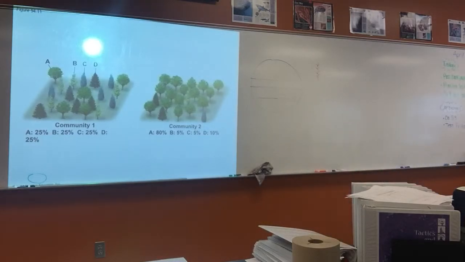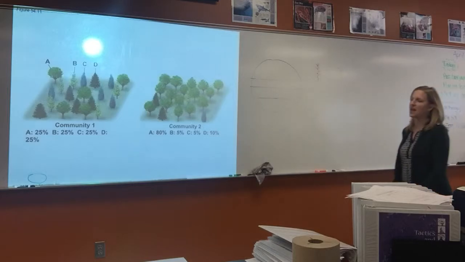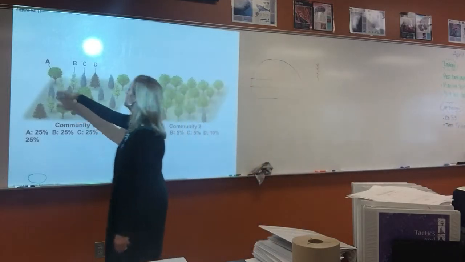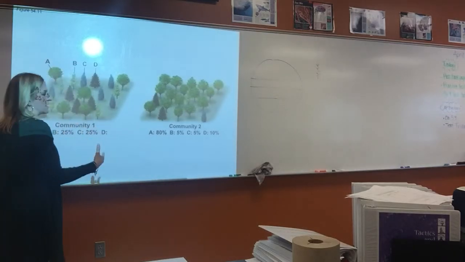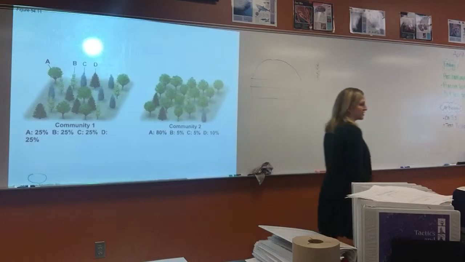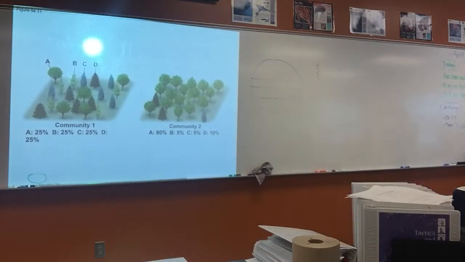If I were to ask you, let's say a disease came in, a fungus comes in and attacks only species A. Which community has the greater effect? Community 2, right? Community 1 could be affected, right? But species A is far and few between, so that fungus may or may not reach every tree here, and so there's more diversity, which then means the community as a whole can rebound faster than Community 2.